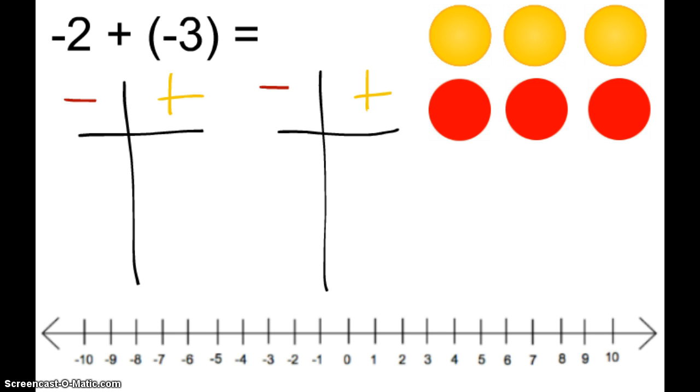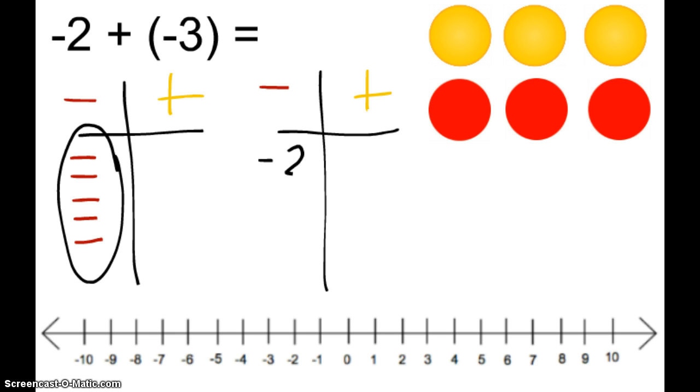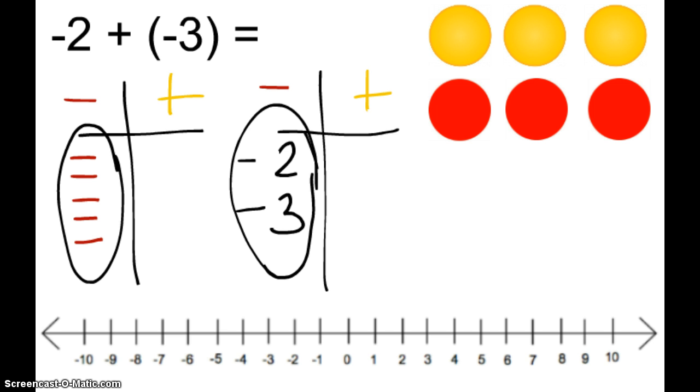Now let's look at our T-chart. Again, I'm going to draw 2 negatives, 1, 2, and then I'm going to draw 3 more negatives, 1, 2, 3. So what do I have altogether? I have 5 negatives. But let's now just look at it as numbers. I've got 2 negatives, and then I have 3 negatives. So what do I have altogether? I have 5 negatives. I'm just adding. So negatives and more negatives make even more negatives.